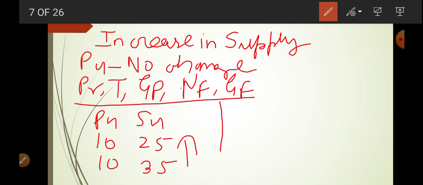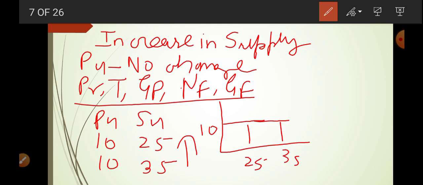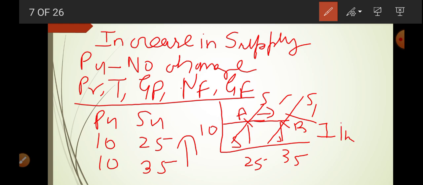If I am going to represent it graphically, the price is 10. Starting supply is what? 25. Now supply is what? It is 35. So initially we are at S. Now we are moving to S1. So this movement from point A to point B indicates an increase in supply.